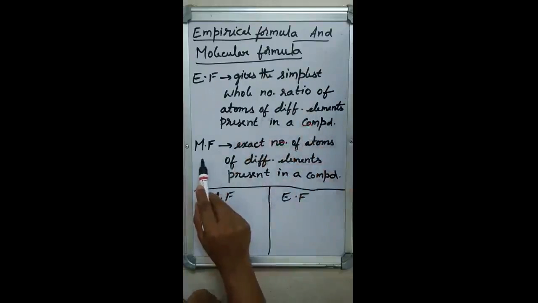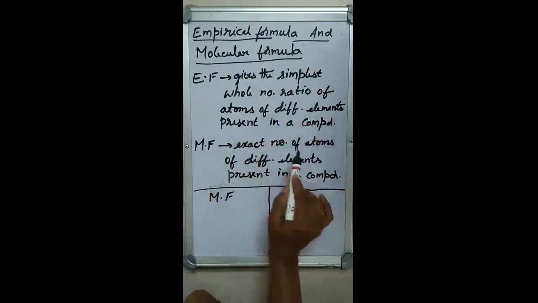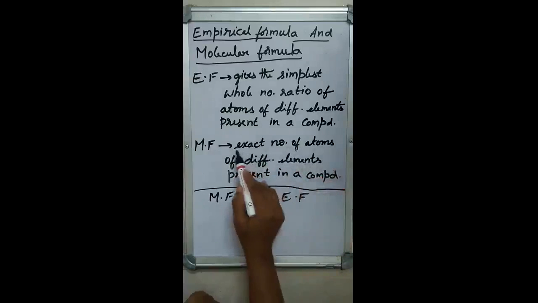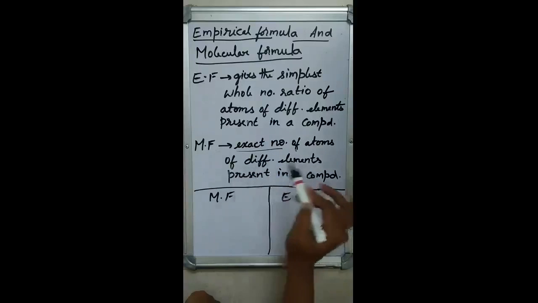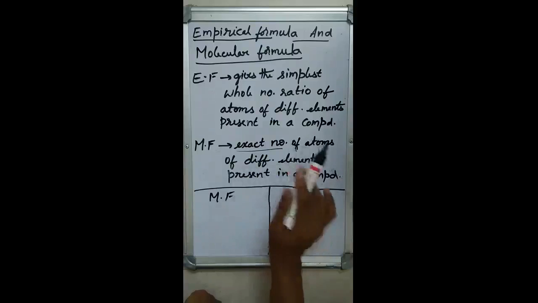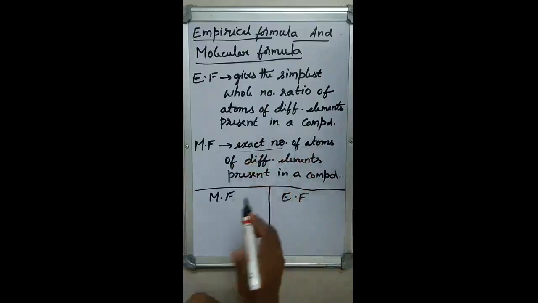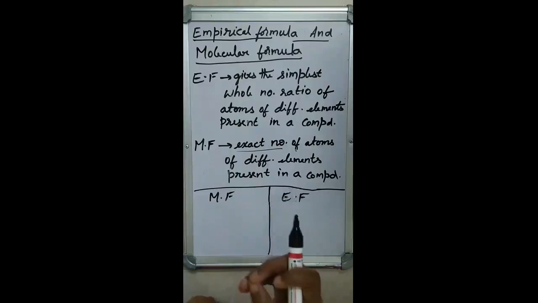Now molecular formula. Molecular formula means it is nothing but the exact number or actual number of atoms of different elements present in a compound. Now this is the definition. Now I will give a few examples to understand more clearly about molecular formula and empirical formula.